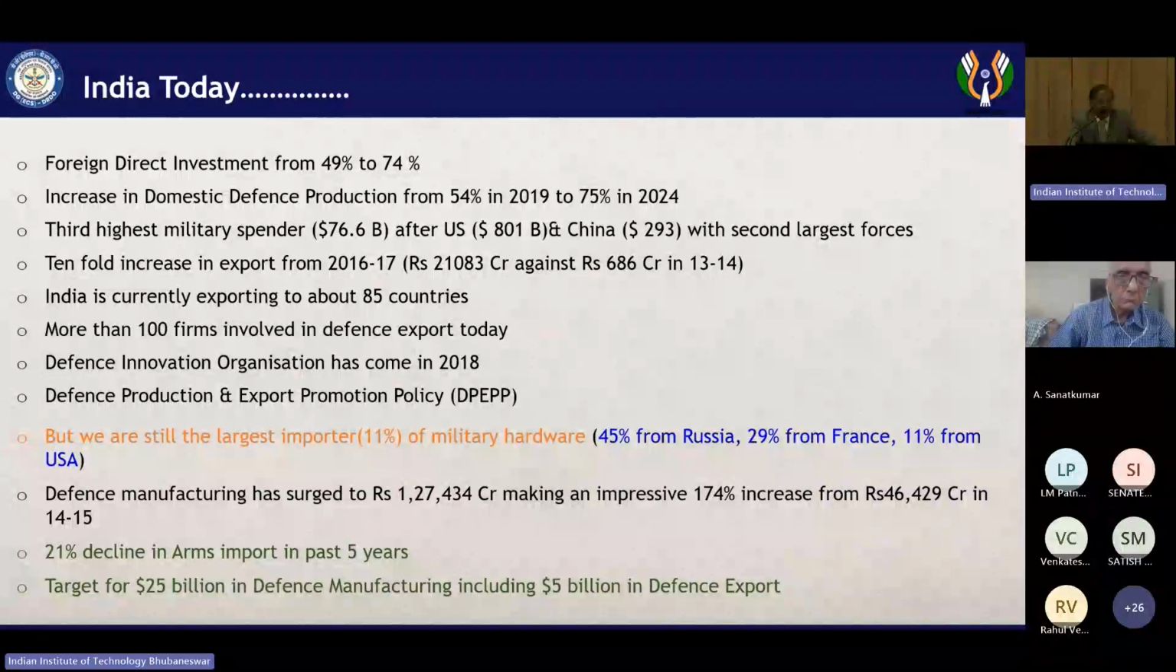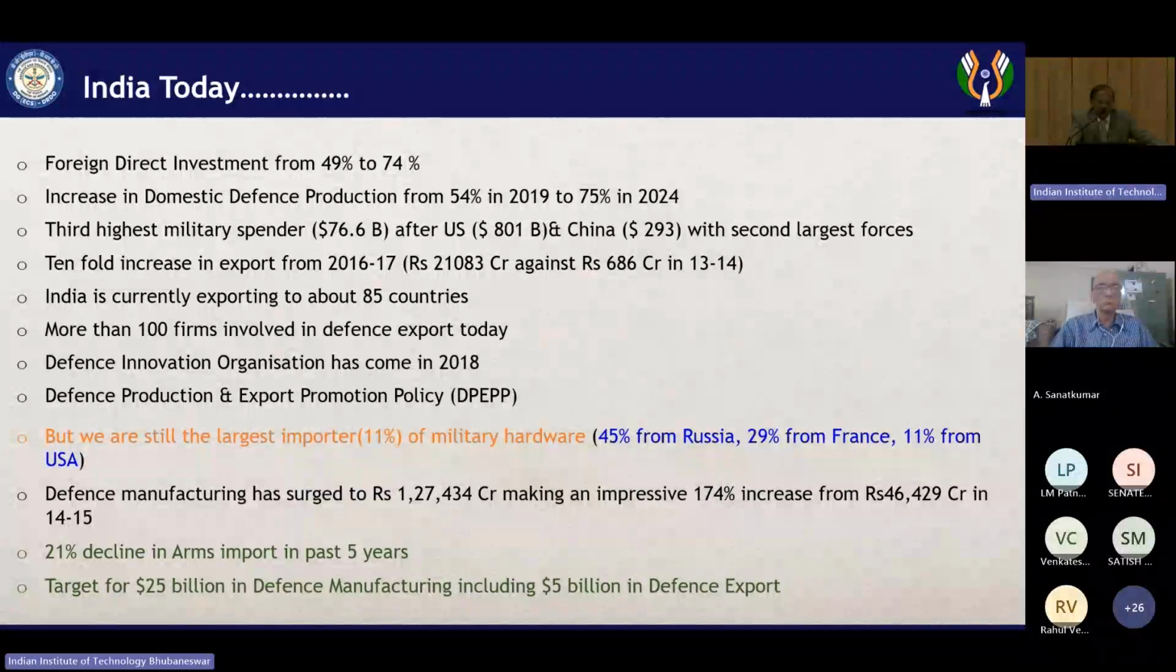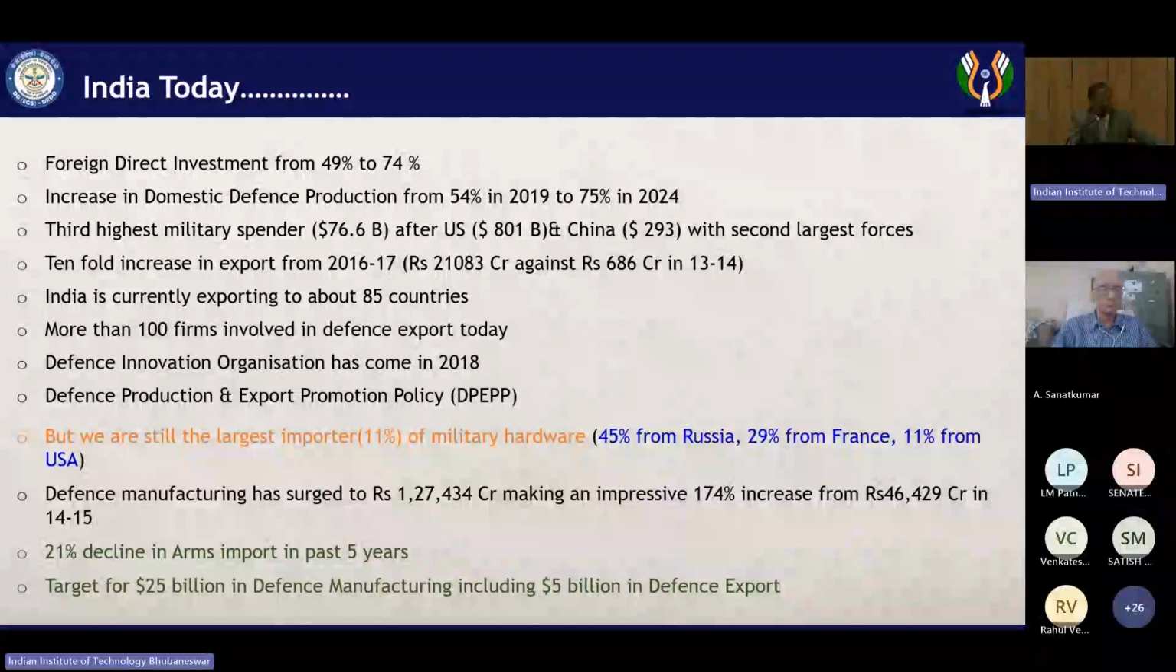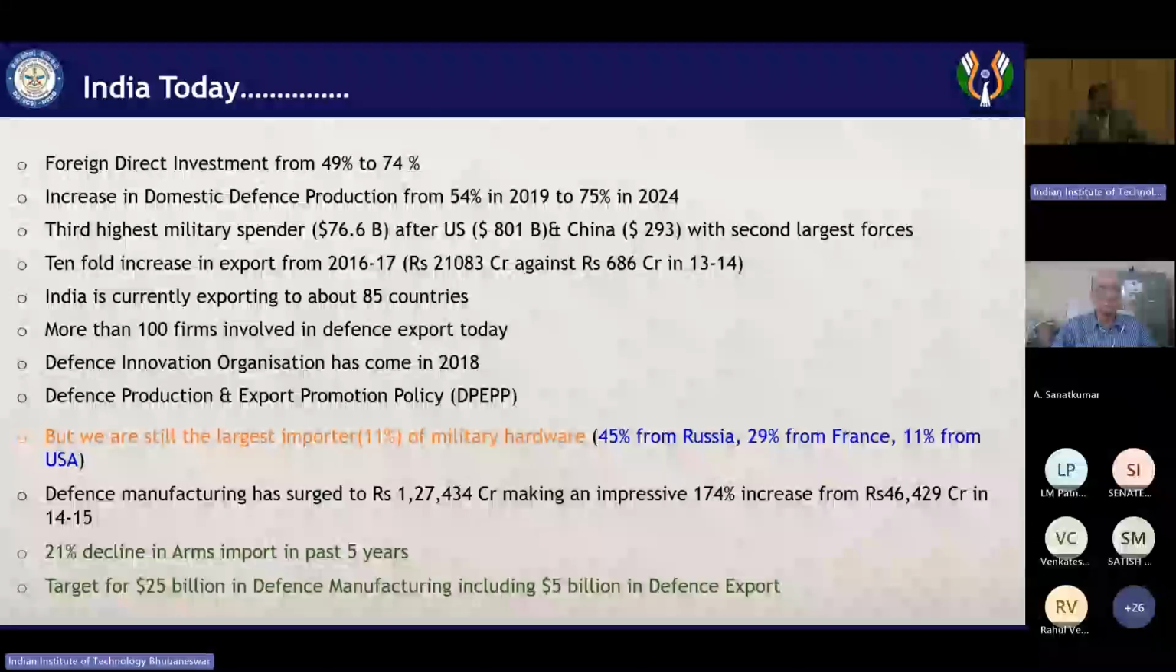We are still the third highest military spender. This is a very, very scary situation for others, because India wants to spend money more on the domestic market, which is a great economy, and less on the international market. Power comes in. We had a 10-fold increase in exports. Just to give you some figures, in 2013-14 we were only at 686 crores. And imagine, today we are at 21,083 crores. Look at the multiplication factor with which India is exporting. That shows the roaring future of the Indian economy. About 85 countries are importing, and 100 firms are involved in defense exports, and so on.